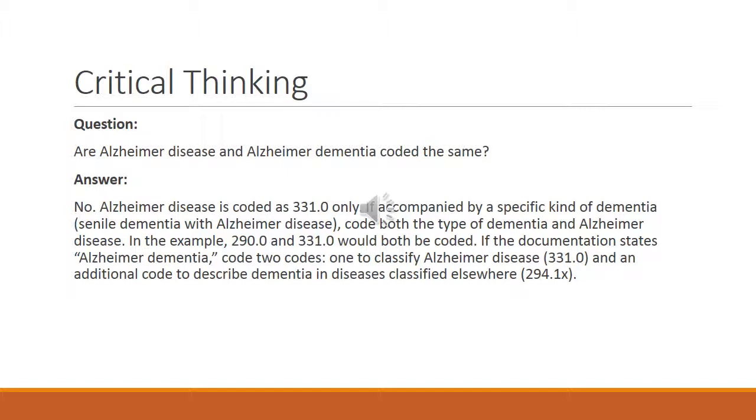Alzheimer's disease is coded as 331.0 only. If accompanied by a specific kind of dementia, such as senile dementia with Alzheimer's disease, code both the type of dementia and Alzheimer's disease. In the example, 290.0 and 331.0 would both be coded. If the documentation states Alzheimer dementia, code two codes, which is one to classify the Alzheimer's disease, 331.0, and an additional code to describe dementia in diseases classified elsewhere, 294.1x.